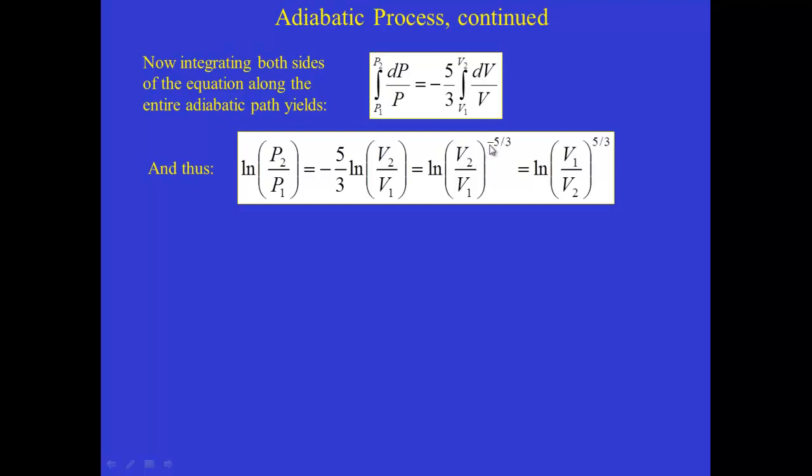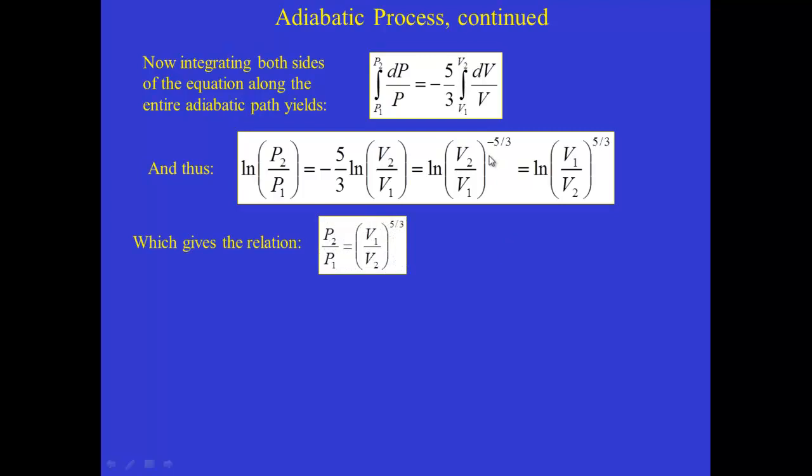It's a little bit awkward to have this negative exponent, so something raised to a negative power is the same as the reciprocal raised to the positive power. Right? So V2 over V1 to the negative 5/3 is the same as V1 over V2 to the 5/3. So now we've actually got a pretty nice relationship. We can relate the natural log of this ratio of pressures to the natural log of this ratio of volumes, V1 and V2. And what do we do with this?